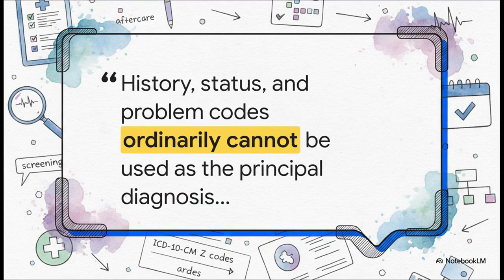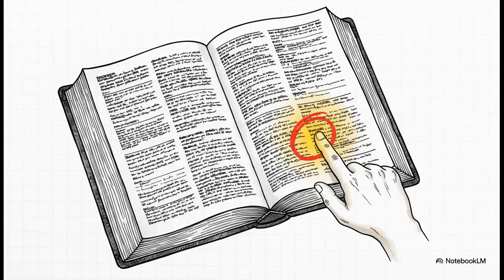And that brings us to a really foundational rule. The official guideline is crystal clear. You generally can't use a status or history code as the main reason for a visit. Think of it as supporting information, not the star of the show. But you know how it is in the world of coding, right? For every big, important rule, there always seems to be one very specific and very testable exception. And trust me, exam writers love this one.